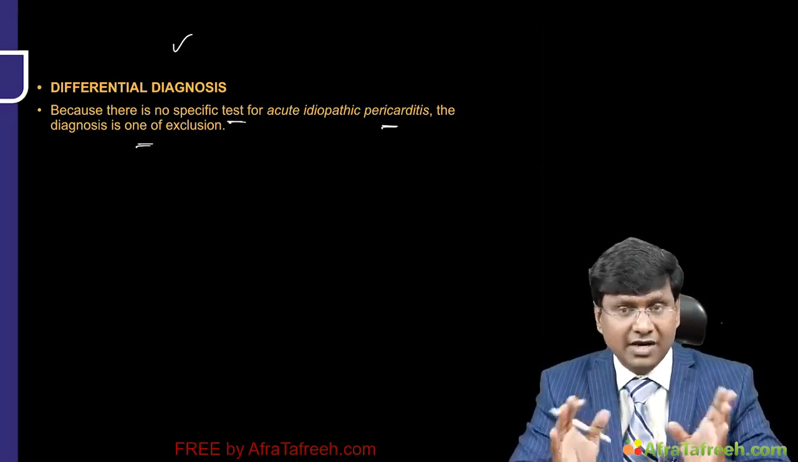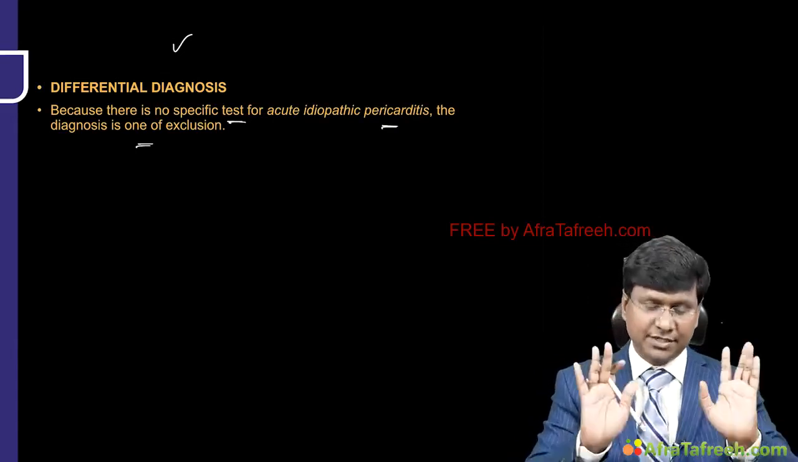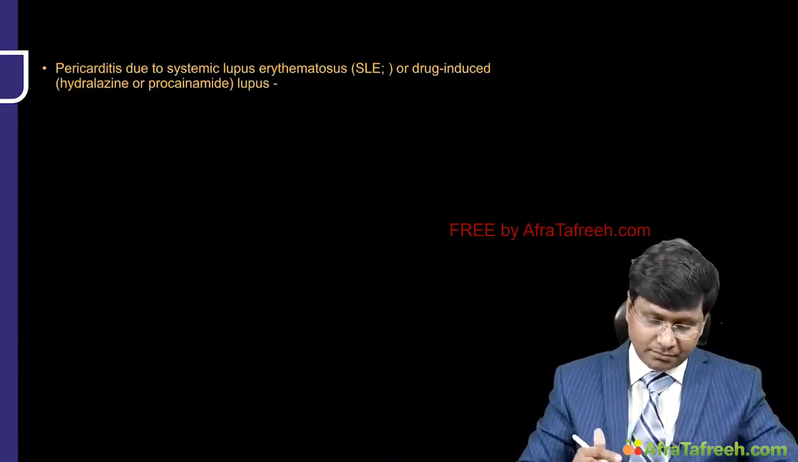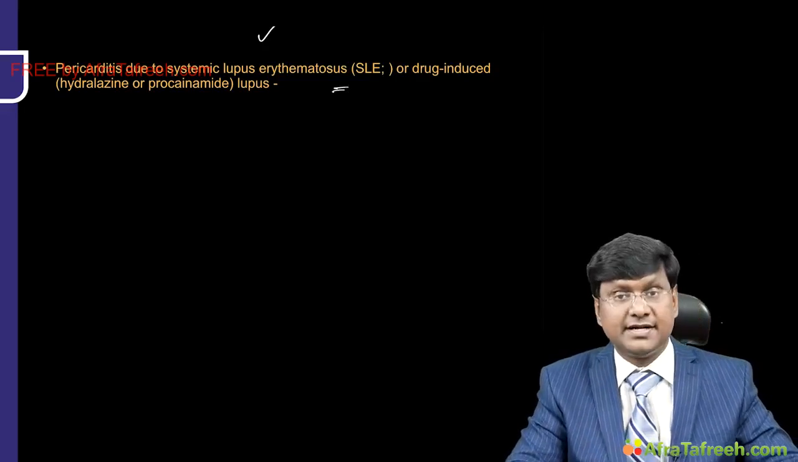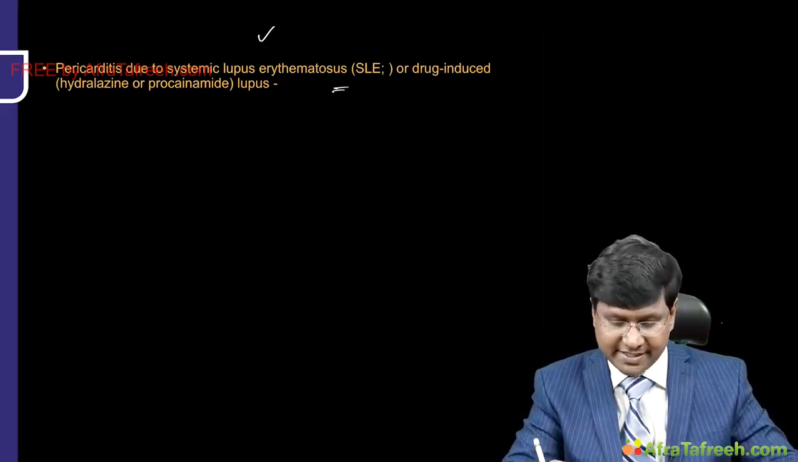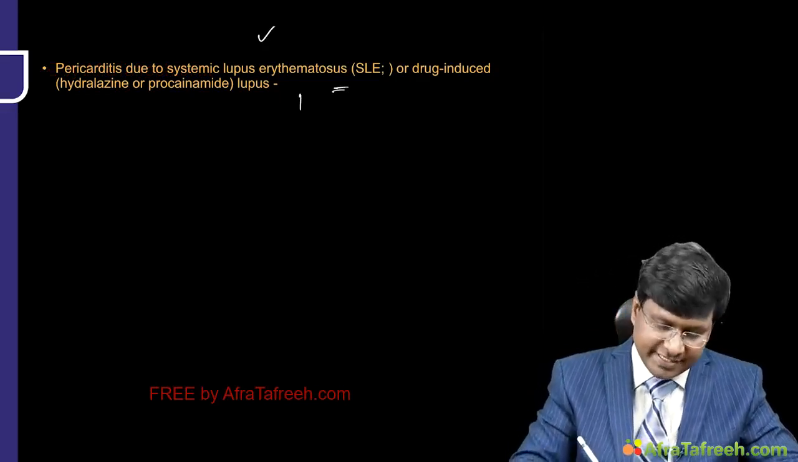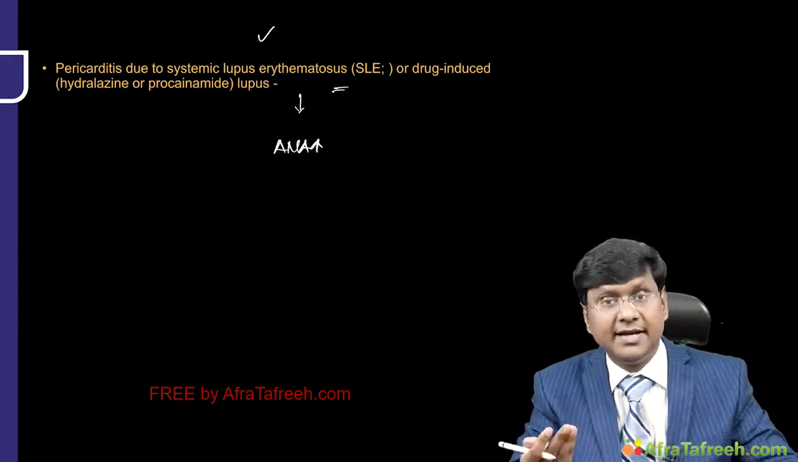Okay, so if all other etiologies causing chest pain are ruled out, then the exclusion that you need to keep is pericarditis. Now we have discussed that pericarditis can occur secondary to collagen vascular diseases like systemic lupus erythematosus, or even drug-induced lupus. In systemic lupus erythematosus, we have already discussed that the anti-nuclear antibody levels are elevated.